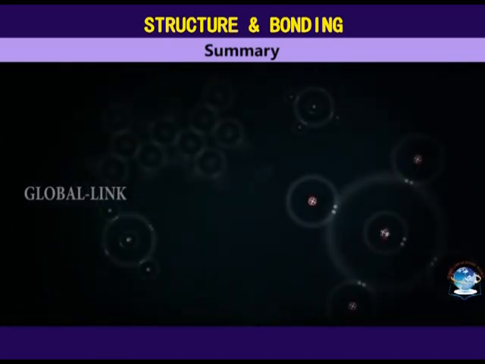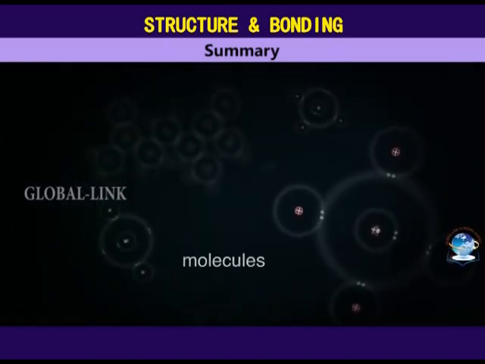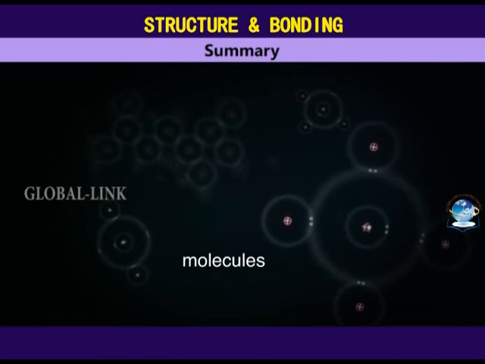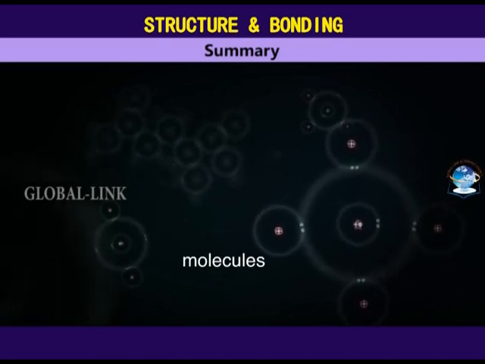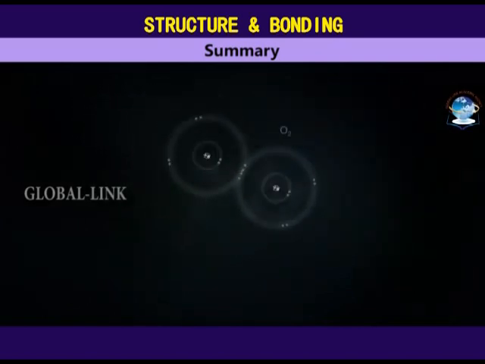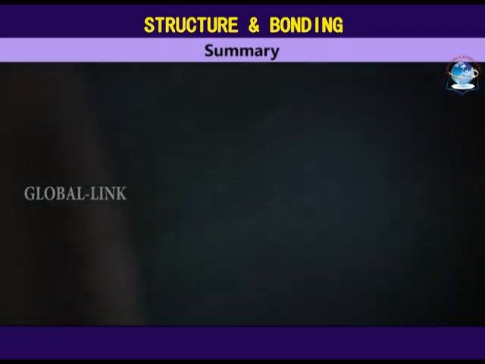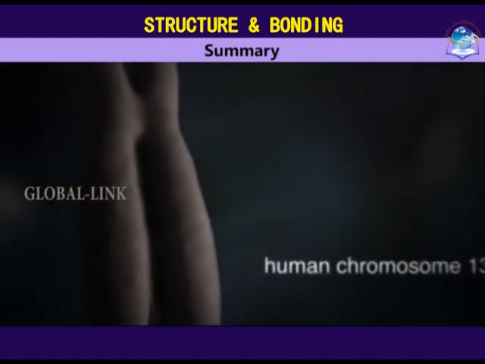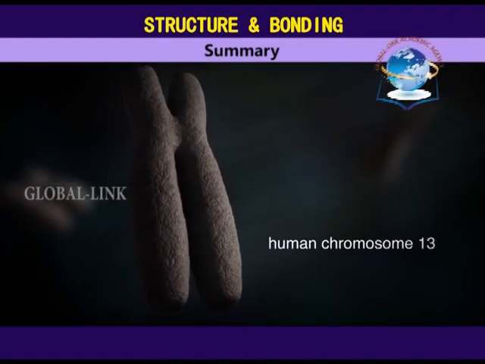Groups of atoms that share electrons with each other are called molecules. They can be small. For example, every molecule of oxygen gas is made up of just 2 oxygen atoms bonded to each other. Or they can be very, very big, like the human chromosomes containing billions of atoms covalently bonded.